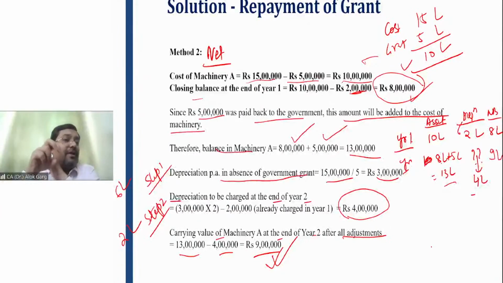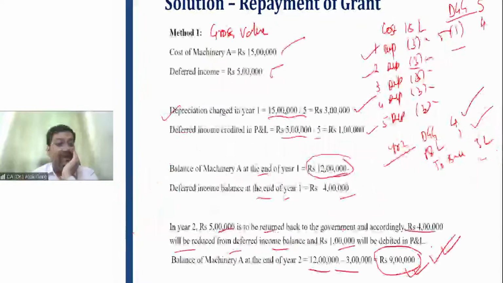Now, step number 2, what is the actual depreciation charge? It is 2 lakh rupees. So whatever difference is there, like 4 lakh rupees, that has to be deducted in the year 2 in this case. So this 13 lakh minus 4 lakh will become 9 lakh. And you can see that in both the methods, your closing balance is matching.